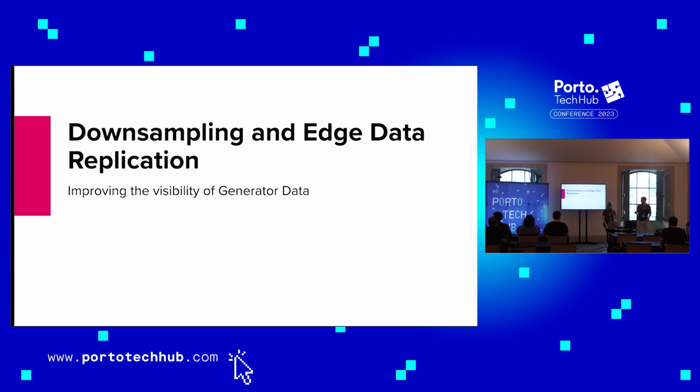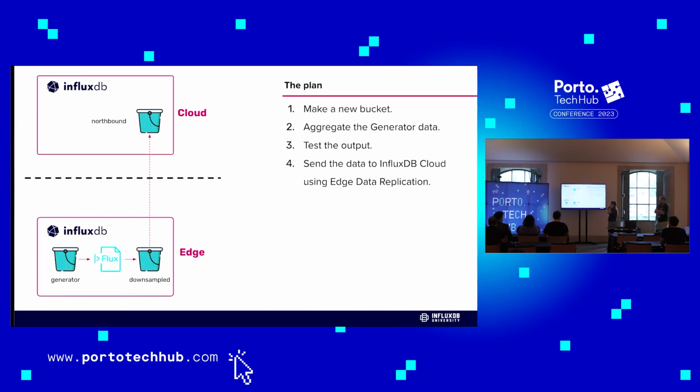All right, so we're going to go ahead and work on downsampling and edge data replication. The plan here is that we're going to use our InfluxDB Cloud accounts. We're going to make a new bucket that will accept our data. It's going to be called Northbound. I just got it up there. It's very nice.